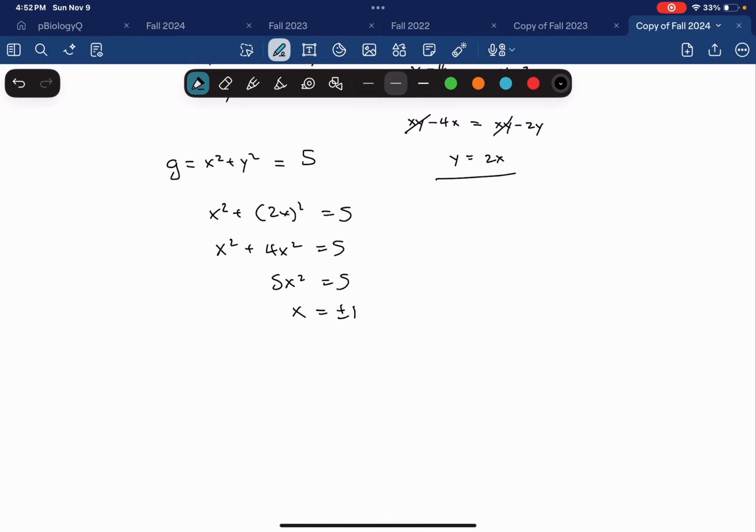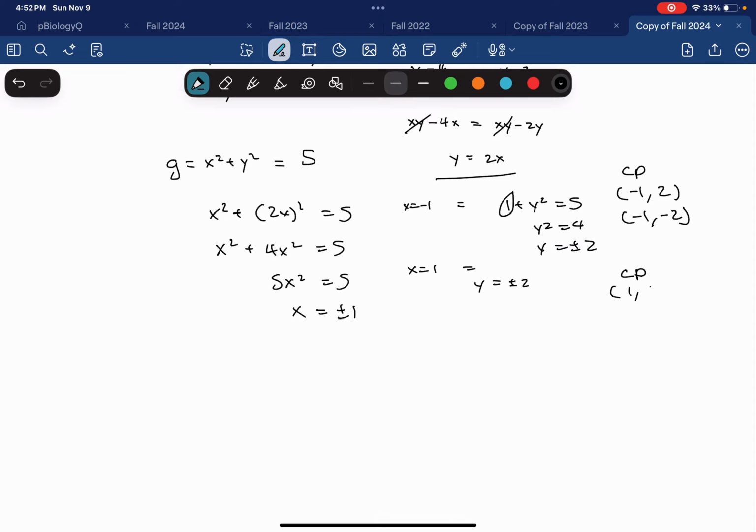So now we have to test these points out again. X equals negative 1, you get 1 plus y squared equals 5. Y squared equals 4. So y equals plus or minus 2. So you get your critical points at negative 1, 2, negative 1, negative 2. At x equals 1, you get the same thing. Y equals plus or minus 2 because that's just the square root. So your critical points are 1, 2, sorry, 1, negative 2.